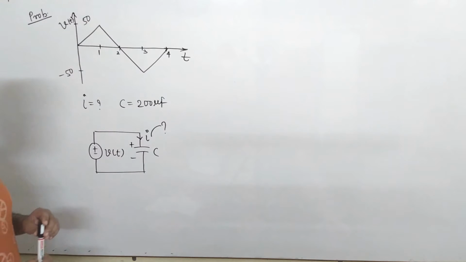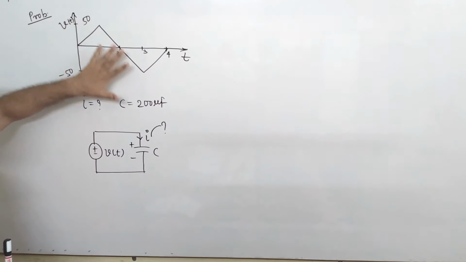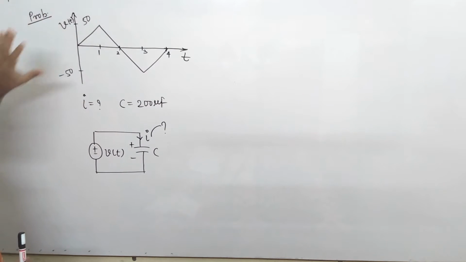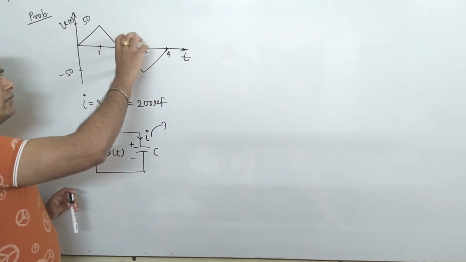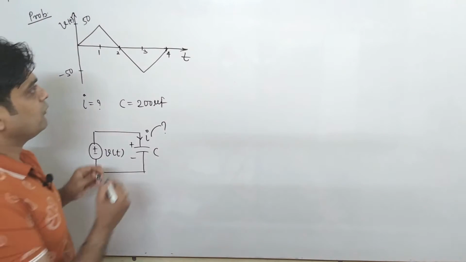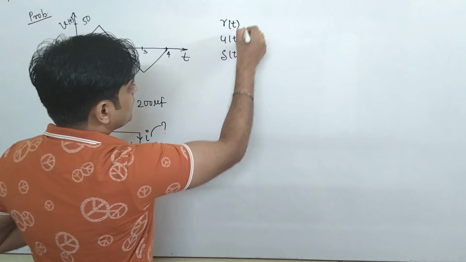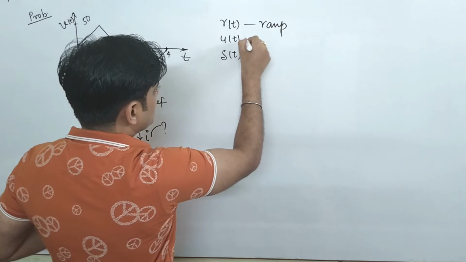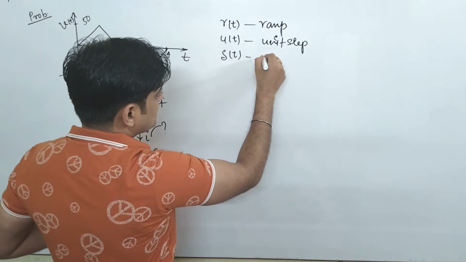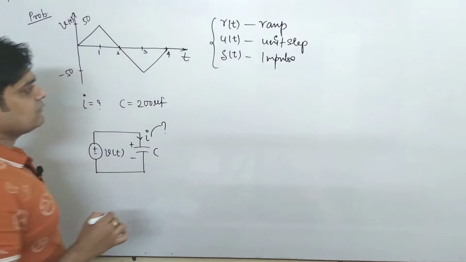The very important thing is, when this type of problem comes, there are two techniques. Either you find the condition of this waveform, or, if you have already gone through the subject known as signals and systems, you must have practice writing these signals in the form of rt, ut, del t. rt means ramp signal, ut means unit step signal, and del t means impulse. These are the three basic types of signals you will see.